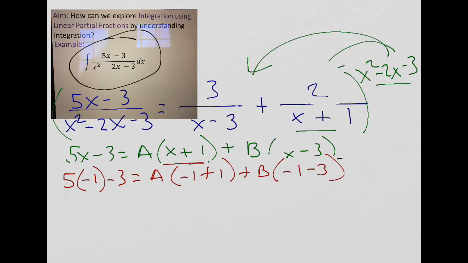So that gives us, on the left-hand side, negative 5 minus 3, so it's negative 8. And on the right-hand side, a negative 4b. So b would have to equal 2. Okay? And b did equal 2. We have that there.